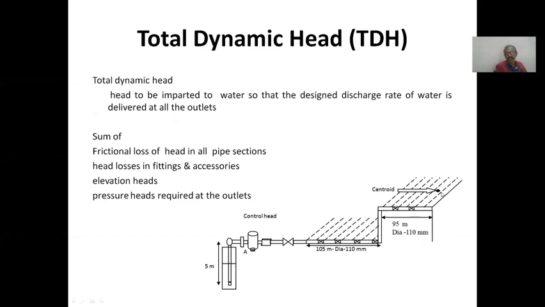And finally, the pressure heads, those are required at the outlet of the system. If it is drip, we need at least 10 meters. If it is sprinklers, it starts from 20 meters, 30, 40, 50, like that, depending on your system. That has to be substituted.